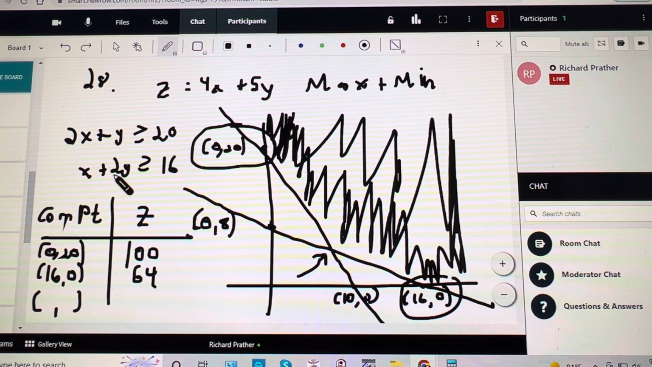So when do these equal each other? You're going to have to solve for y again, or x, whatever you think is easier. Here it doesn't really matter since both of them have a 2. So y would be 20 minus 2x.